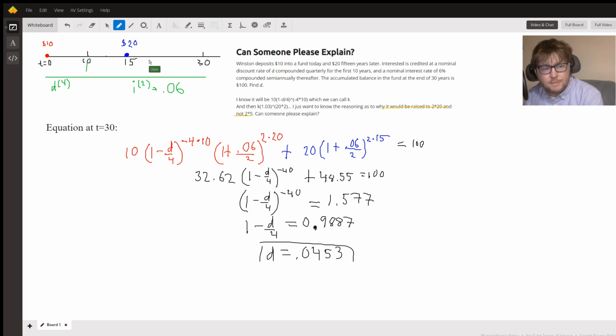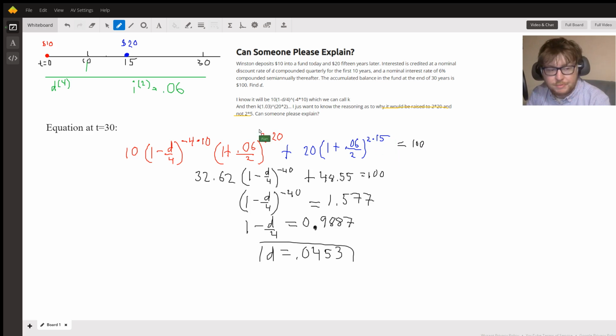Okay. If we go to the blue, next cash flow, well, the cash flow occurs at time 15 and it compounds for 15 years. It's nothing to do with this discount rate. We apply the nominal interest rate, and this is a standard formula, and you get 20 times 1 plus 0.06 divided by 2 raised to the power of 2 times 15 for 15 years.